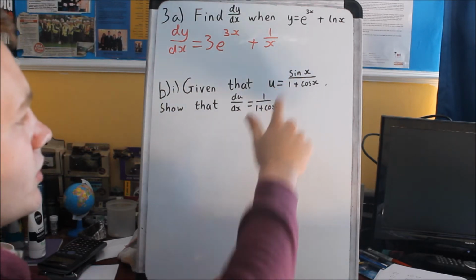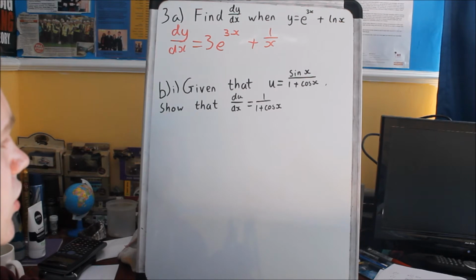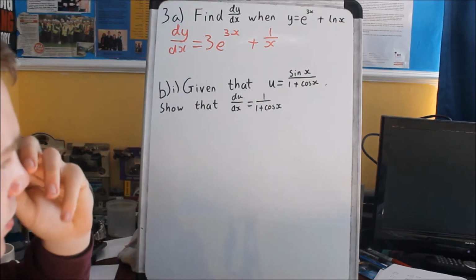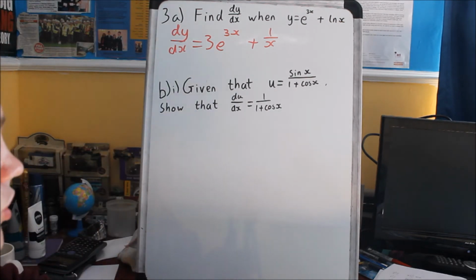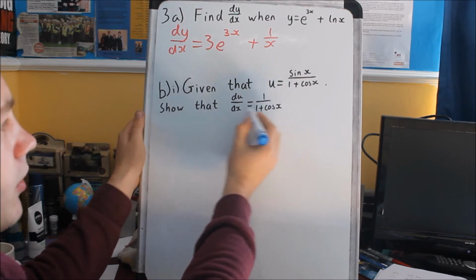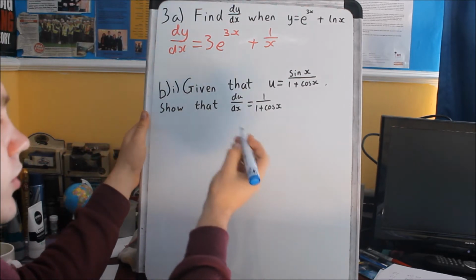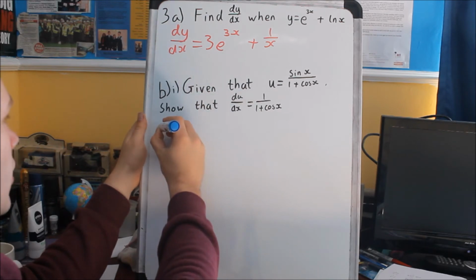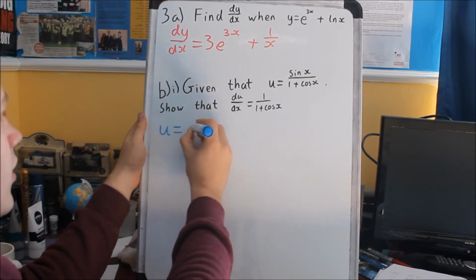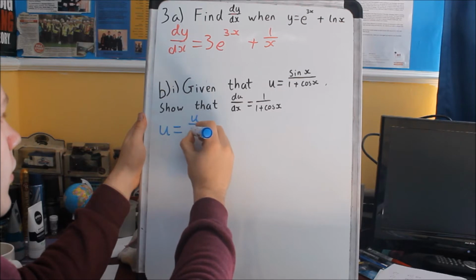Given that u equals sin x over 1 plus cos x, show that du by dx equals 1 over 1 plus cos x. So it's a show that question, so we know what answer we're going to get to, which is normally friendly. What sort of formula are we going to use? Well, if we look at what u equals, it's in the form u over v.